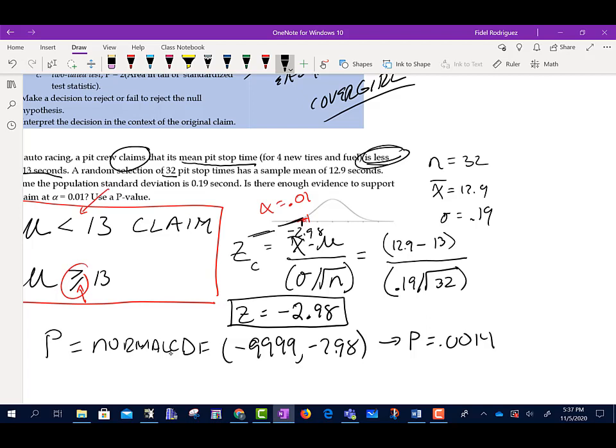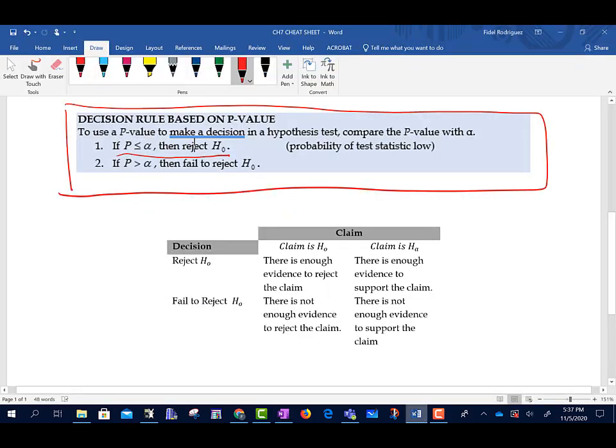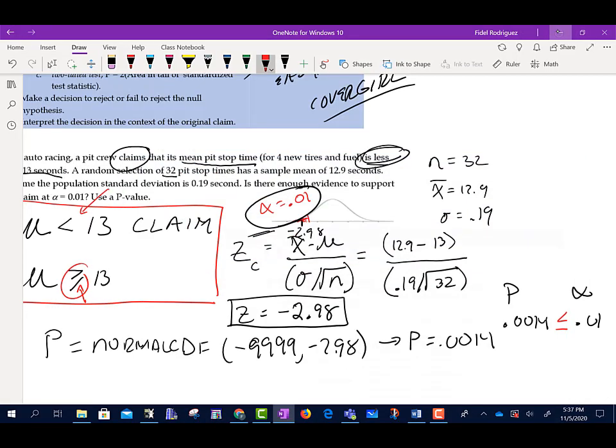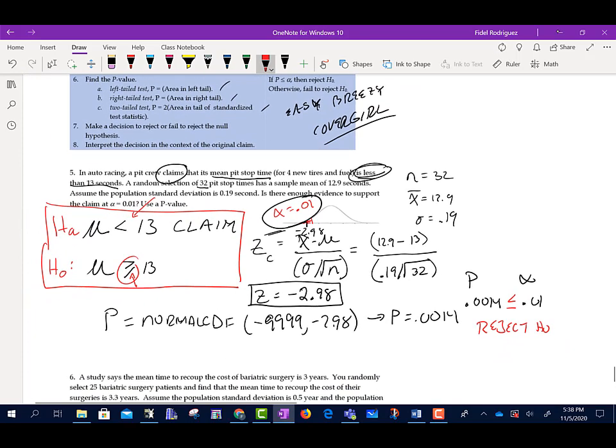Now remember what we're going to do. We're going to compare our p number to our alpha number. The p number is 0.0014. Alpha happened to be 0.01, and we know that 0.0014 is smaller than or equal to it. So when it's smaller than or equal to, we're going to reject the null hypothesis, right? So now we're going to say we reject the null hypothesis.